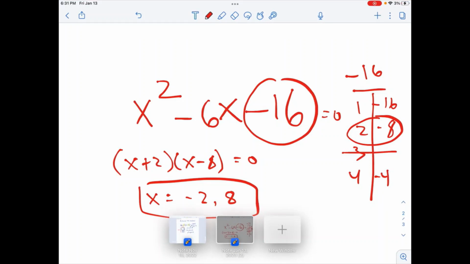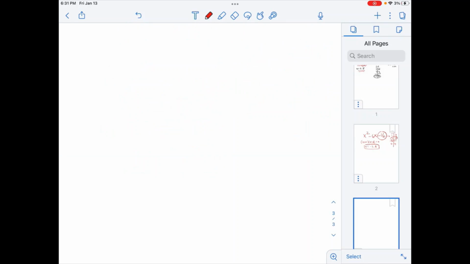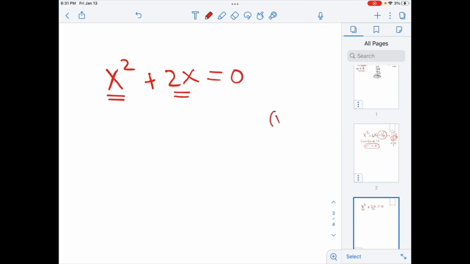Okay, now let's do something that's in a different form. Let's do something that looks like this, x squared plus 2x. Notice I've only got an x squared term and an x term, and we're going to set that equal to 0. Now there are two steps. Number one, we have to make it equal to 0, and in this case it already is, so that makes it easy. The second step, we have to factor. Now, unlike the first example we did, these types of questions will always be able to factor.